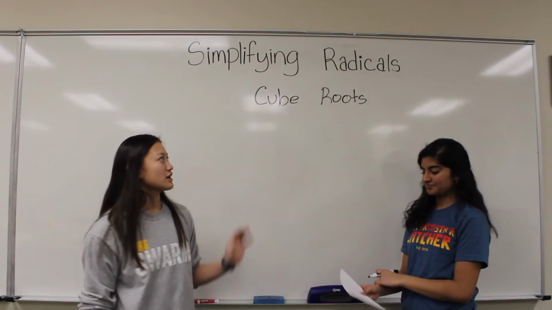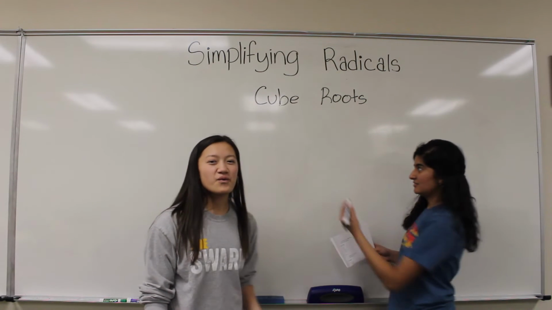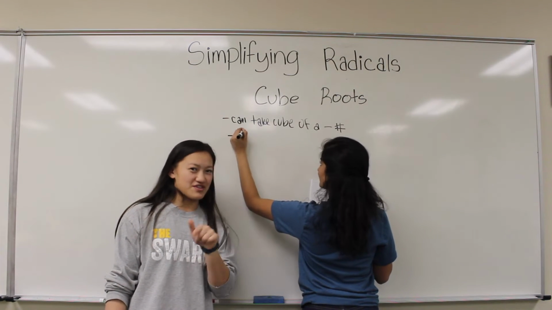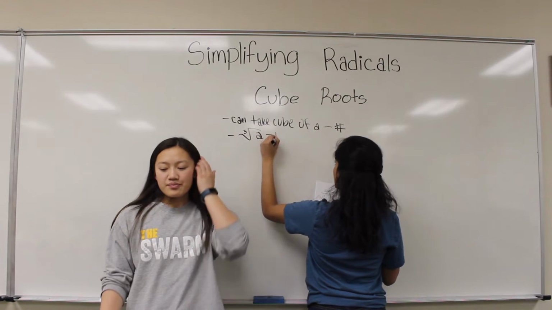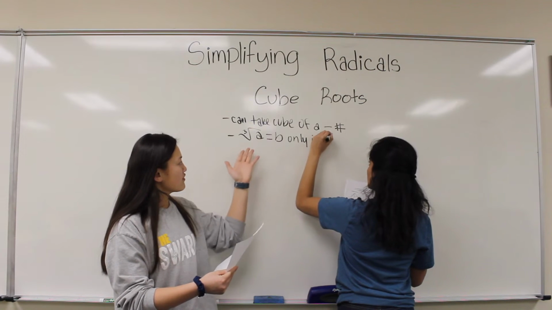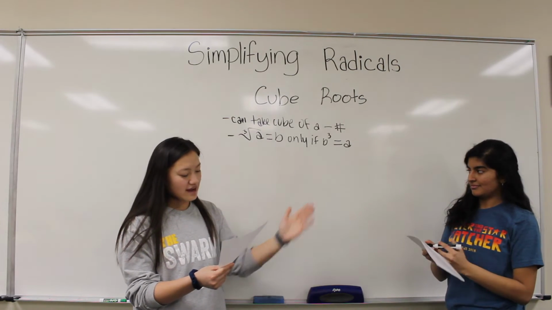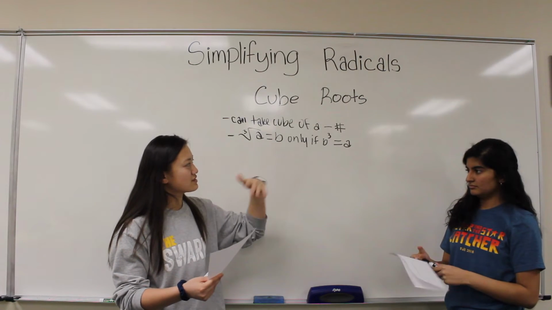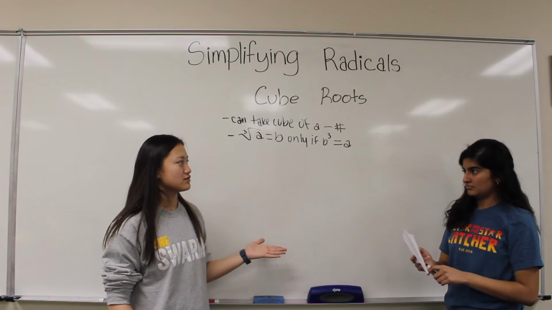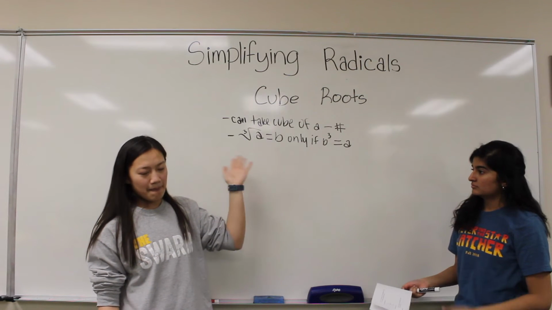Moving on from square roots, we are now at cube roots, and Swati is going to write down our key points: you can't take the square root of a negative number, but you can take the cube root of a negative number. That is because the cube root of a equals b only if b to the 3rd power equals a. When you take b to the 3rd power, say with negative 2, negative 2 times negative 2 is 4, times negative 2 is negative 8. So you can take the cube root of a negative number.